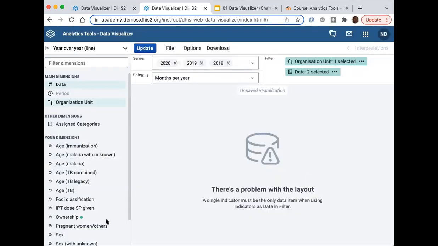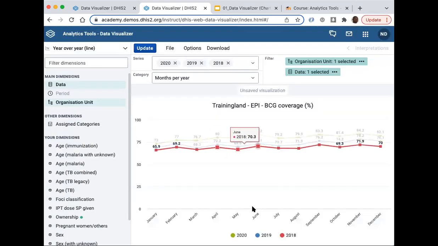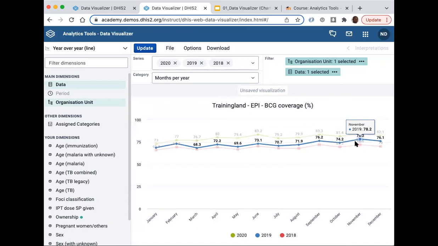Okay. Oops, it's saying that this cannot be compared, so we need to adjust our period. Yeah, we need to adjust our period so that we can change this. The year over year can only compare one element at a time. So basically, this is now what we can do with our chart. Very good.